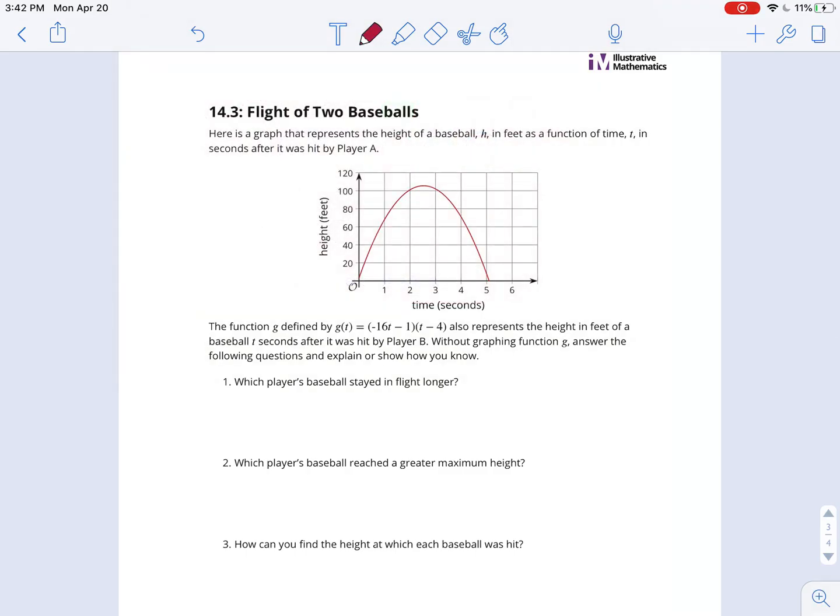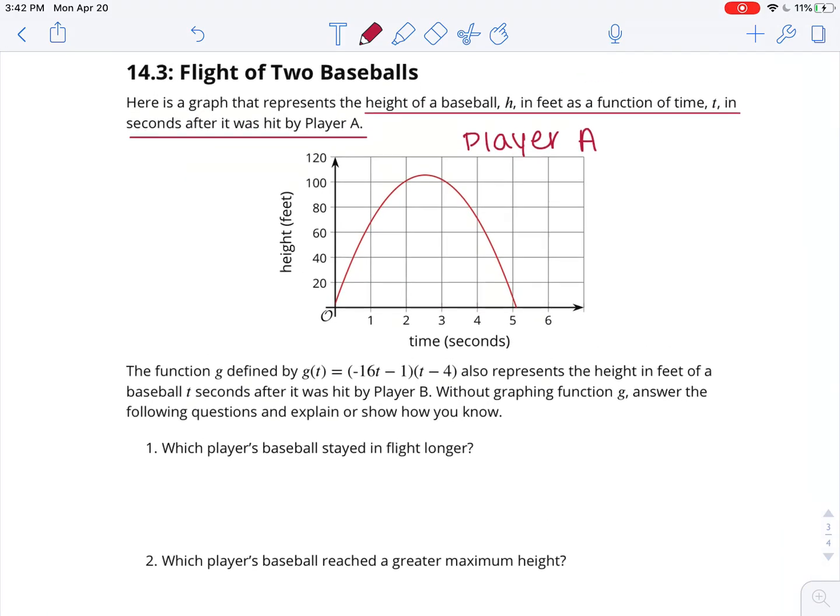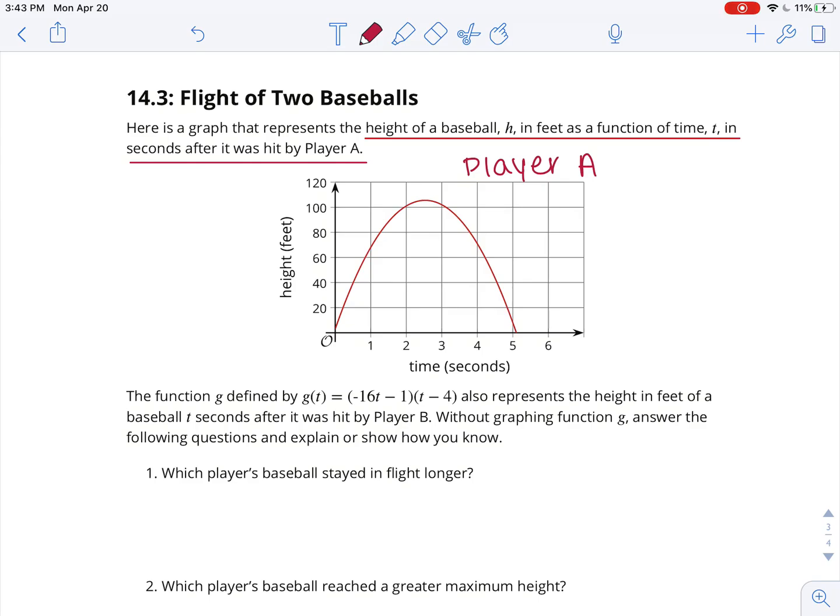Okay, in 14.3 we're looking at the flight of two baseballs. Here is a graph that represents the height of a baseball, h in feet, as a function of time, t in seconds, after it was hit by player A. So this one is going to be representative of player A's baseball. The function g is defined by g of t equals the quantity negative 16t minus 1 times the quantity t minus 4, and that also represents the height in feet of a baseball t seconds after it was hit, in this case by player B.